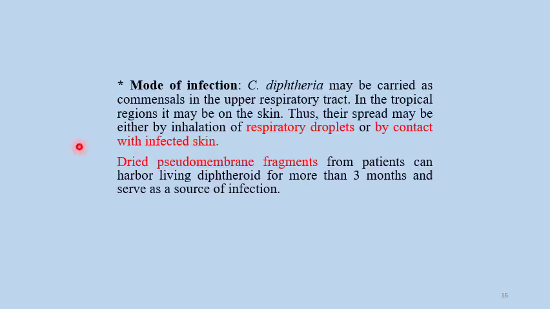The mode of infection: Corynebacterium diphtheriae may be carried as commensals, which also means normal flora, in the upper respiratory tract. And in the tropical regions, the organism is present as normal flora on the skin. Thus, its spread may be either by inhalation of respiratory droplets in the first case, or by contact with the infected skin in the second case.